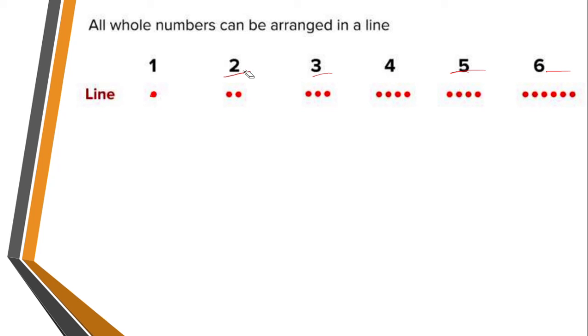So why are we representing them here as dots? These dots represent the number, right? You can see here only one dot is there, so it represents 1. Here 6 dots are there. If you count it properly, we have 6 dots, so it represents the number 6. And if you take 23 also, it can be arranged in a line, right? Even if you take a big number, it can be arranged in a line. So all whole numbers can be arranged in a line.